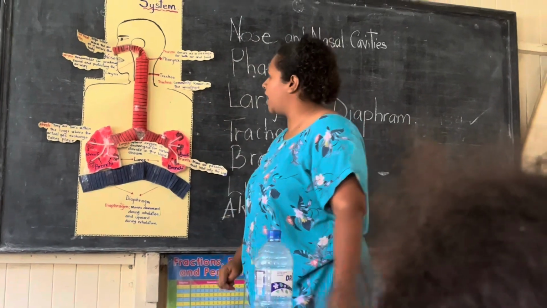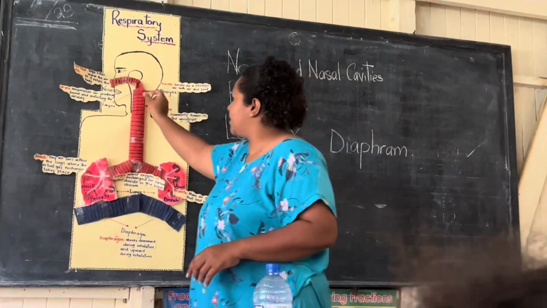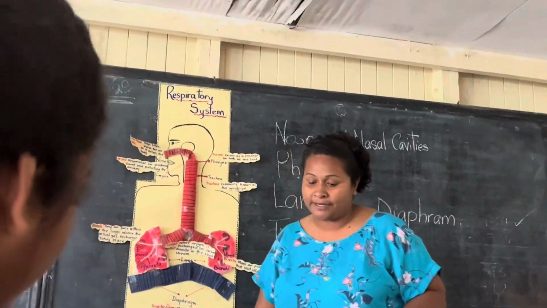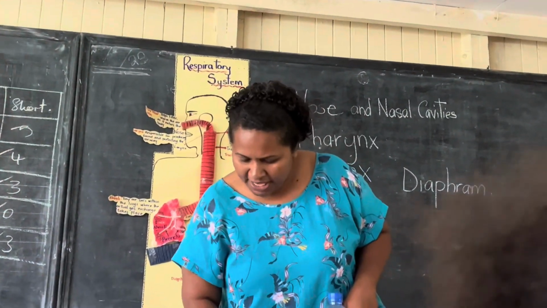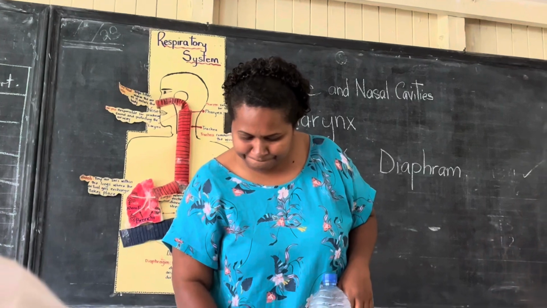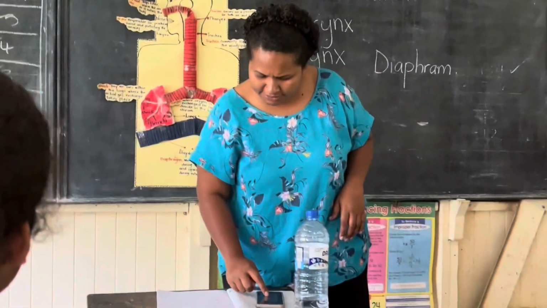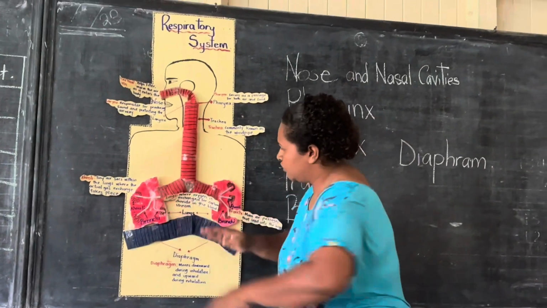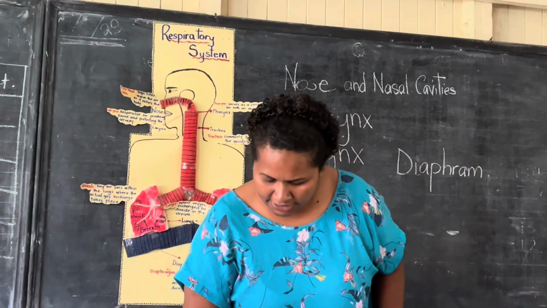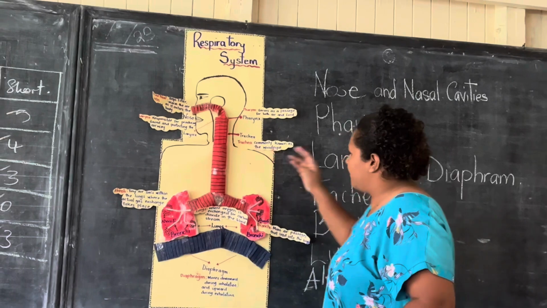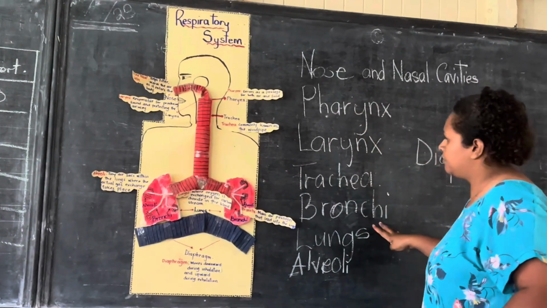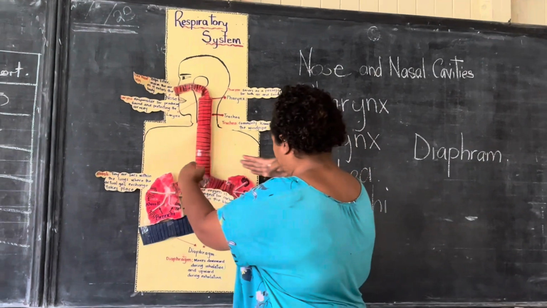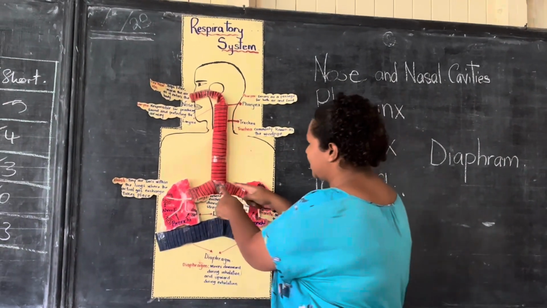When it moves down, we come to the trachea. The trachea is the long tube, also known as the windpipe. And this windpipe takes the air down to the lungs. From the trachea, we move down to the bronchi. These are the bronchi here, the main air passage that leads into the lungs.